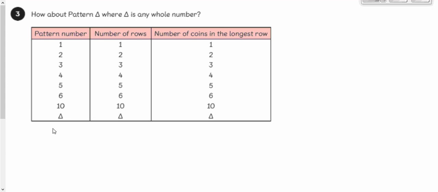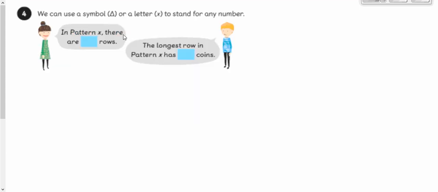If it was x's, it would be pattern number x, number of rows would be x, number of coins in a row would be x. Just replace a number with a letter or a shape. So here we go, we can use a symbol, triangle, or a letter x to stand for any number. So in pattern x, oh look, I've just done it. There are x rows. The longest row in pattern x has x coins.